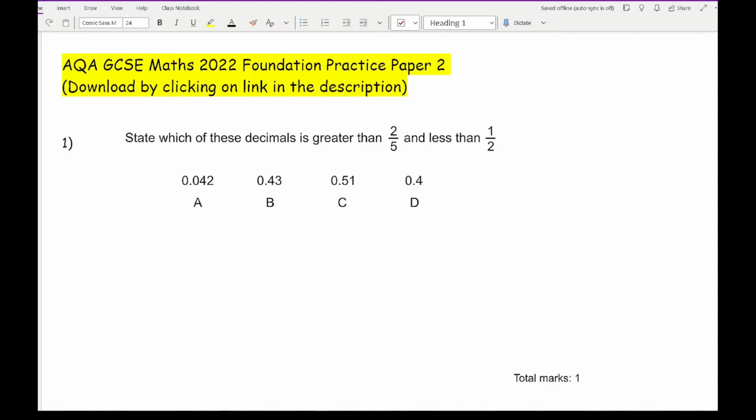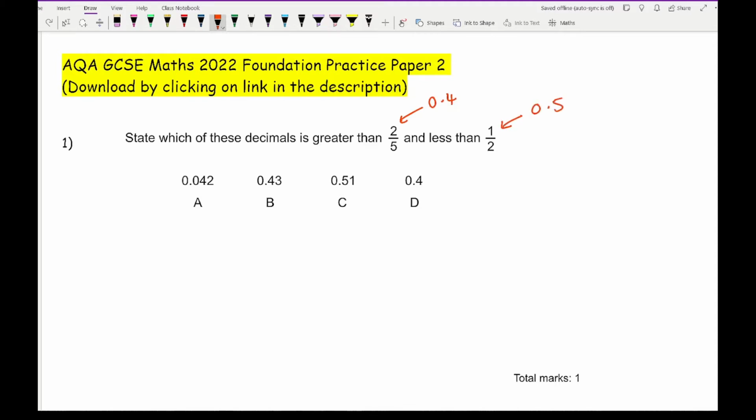Looking at question 1, it says state which of these decimals is between 2/5 and 1/2. For this particular question, what you want to do is convert each of these fractions into a decimal, simply because all the answer options are in decimals. So 2/5 is 0.4 and 1/2 is 0.5.